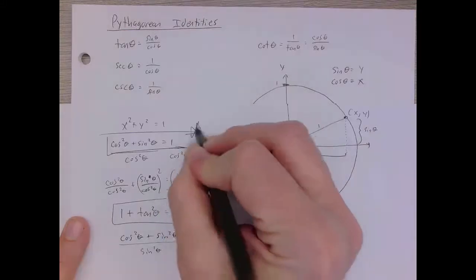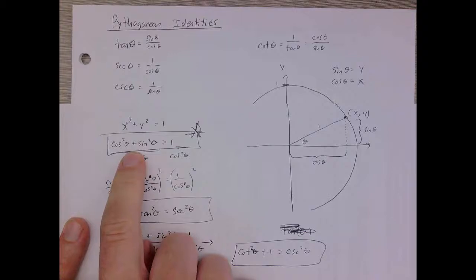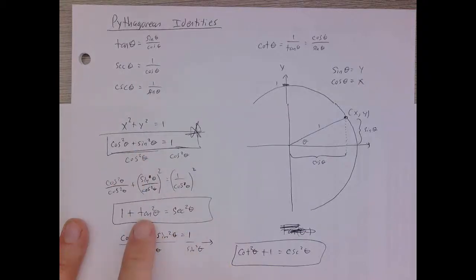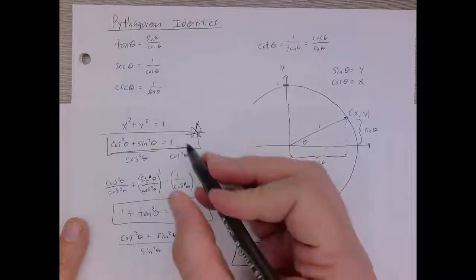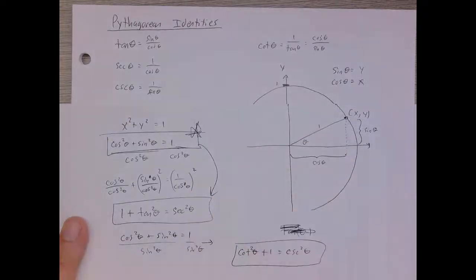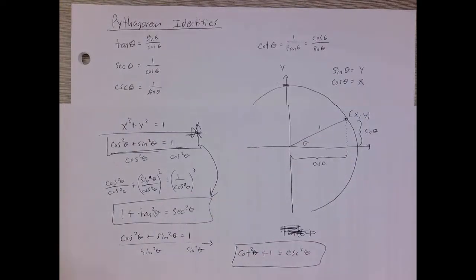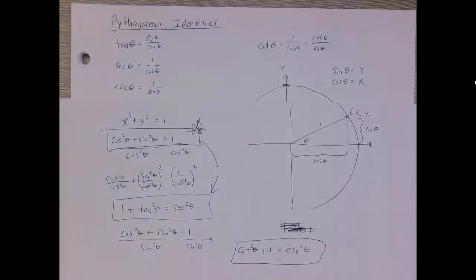But really, you should just memorize this one only and realize that if you ever have a tangent squared or a cotangent squared or a secant squared or a cosecant squared, you can use the one you've memorized to create the one that you didn't memorize. So you don't need to memorize all the things. You just need to be aware that the links exist, and then you can recreate them whenever you need them. All right, that's the rest of the Pythagorean identities.